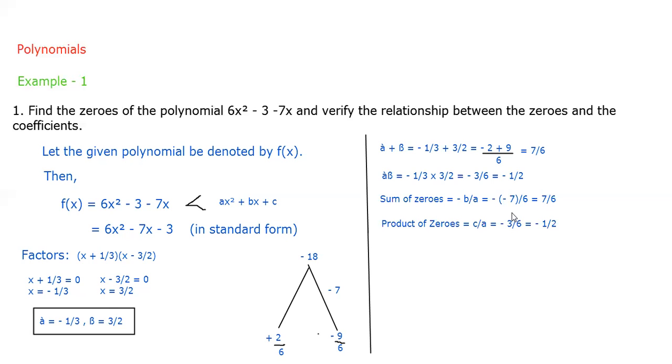Now the product of zeros, our formula is c/a. The c value here is −3 divided by the a value 6. In reduced form, −1/2. So you can see the alpha plus beta that we added gave 7/6, and the sum of zeros by the formula is 7/6. And alpha beta is −1/2, and the product of zeros using the formula is also −1/2. So both are equal, and hence the sum is solved, hence verified.